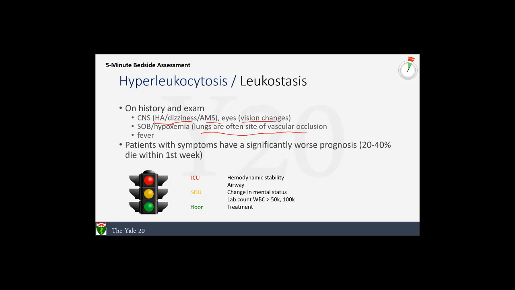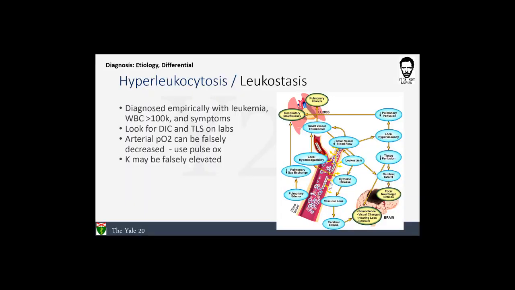And then as long as their white count is not above the threshold for that particular unit, they may be managed, say, on the step down or even the floor if the labs are downtrending in the right direction. For leukostasis, you diagnose it empirically when a patient has leukemia and a white cell count classically over 100,000, and when they have symptoms. Most commonly, it's respiratory or neurologic distress.